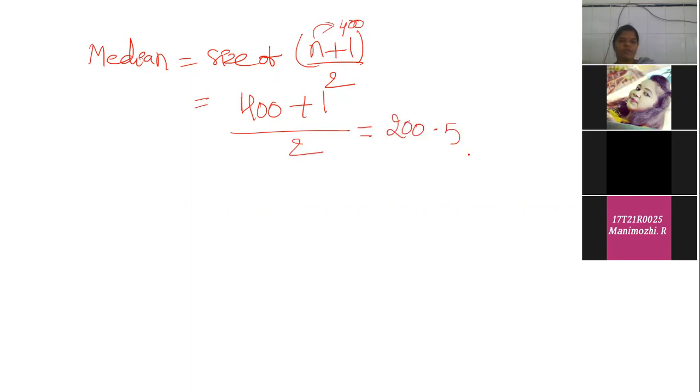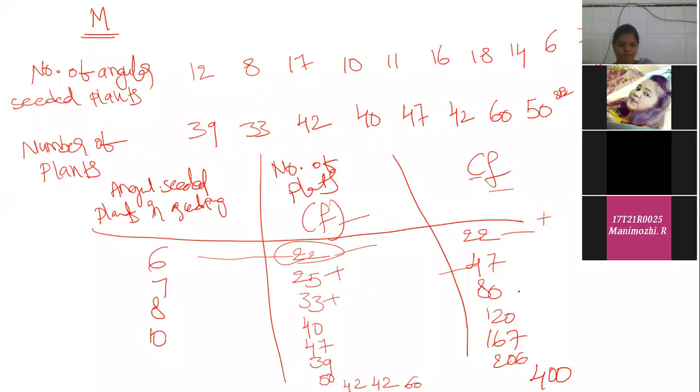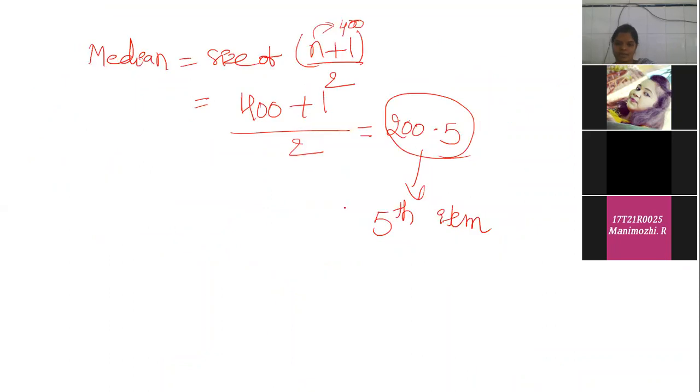200.5. So this will be which item? First or second item? First. See, where 200 is there? 12th, ma'am. 1, 2, 3, 4, 5. Sixth item. It's not a fifth item. Madam, it's a sixth item, no?